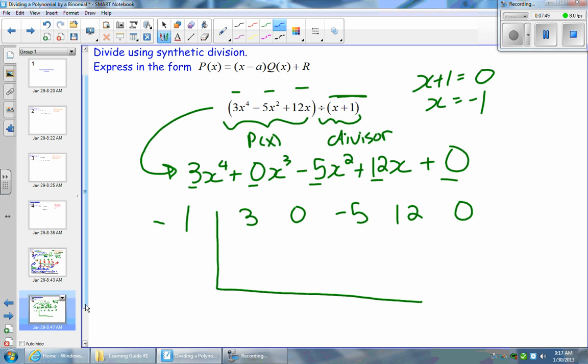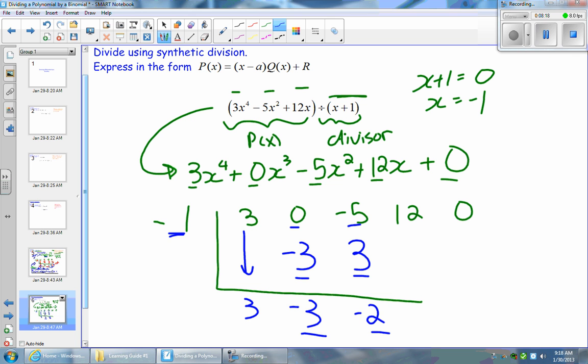Okay, so let's carry out the synthetic division. Bring down the 3, multiply the positive 3 by negative 1, and that gives you a negative 3. Now you're going to add 0 plus negative 3, which gives you a negative 3. You're going to multiply that negative 3 by negative 1, which gives you a positive 3 that goes underneath the negative 5. Now you're going to add the negative 5 and the positive 3, and that's going to give you a negative 2.